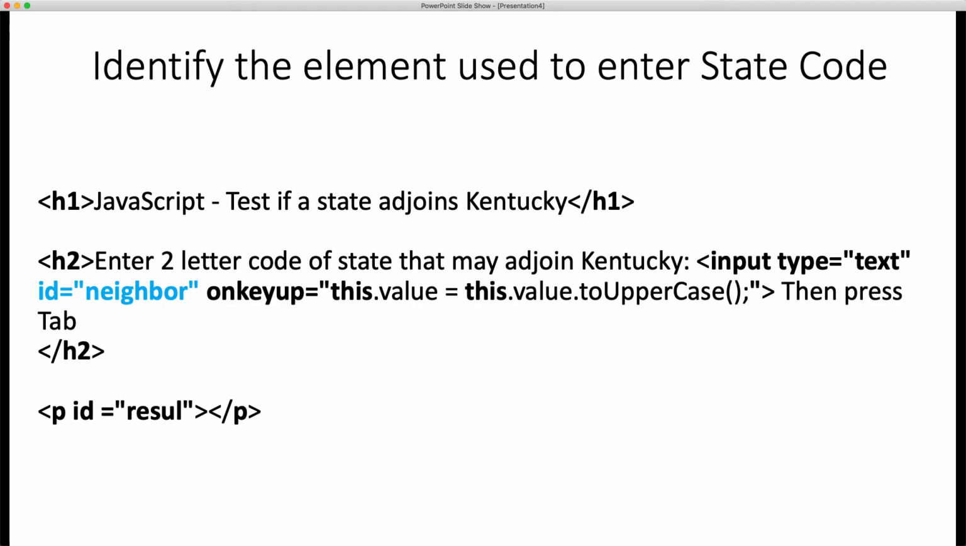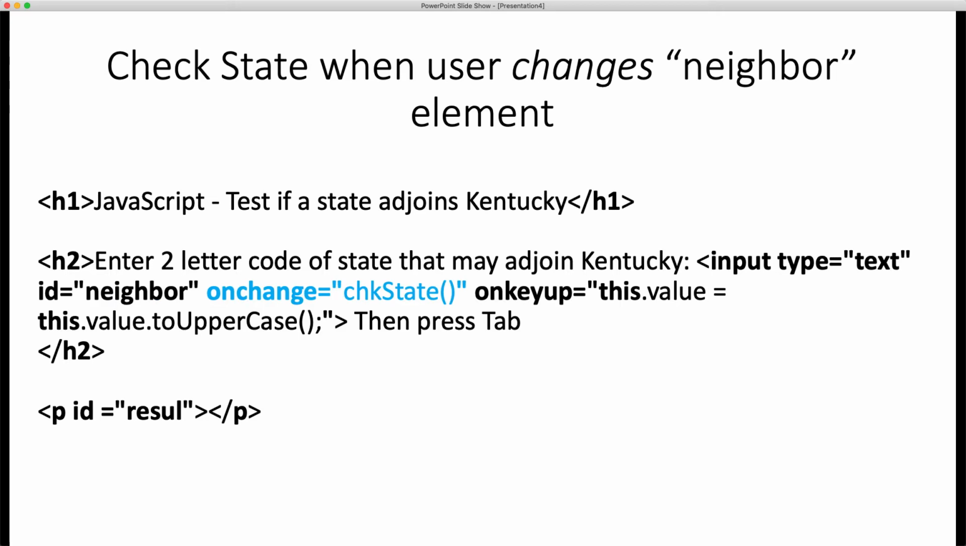All right, I need to identify the element where I'm going to enter the student code so that I can reference it with JavaScript. And so I'm going to put in ID equals neighbor. And I need to check when the user changes the neighbor element so that I can fire the code to do whatever logic I'm going to have. And so I can say on change, check state. And so that's going to fire that function.